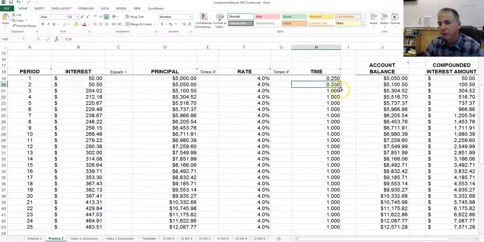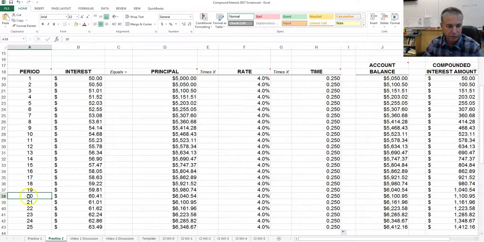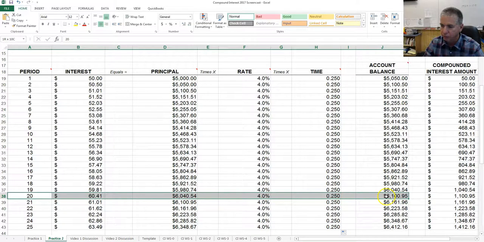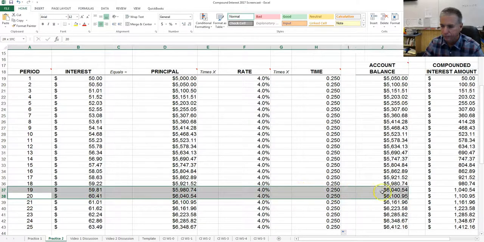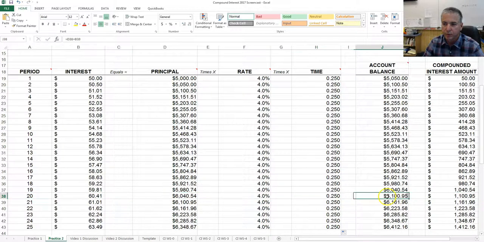So we need to adjust the time in every one of these calculations down to the 20th period. And I'll just go ahead and take it down to the rest of them here. But this is what we asked here as far as our question goes, our calculation. We wanted to calculate that. And so, at the end of 5 years compounding quarterly, we ended up with an account balance of $6,100.95 and an accumulated amount of $1,195.